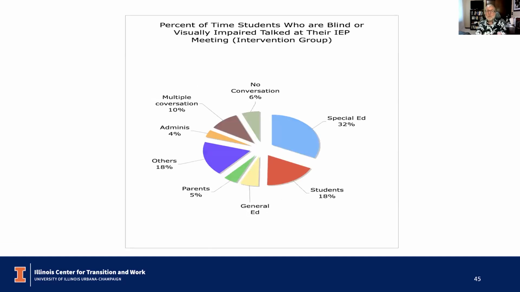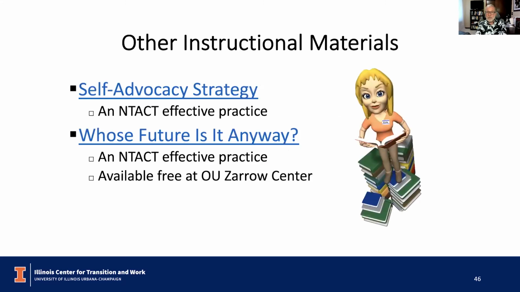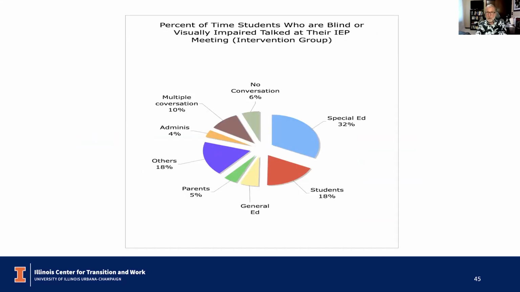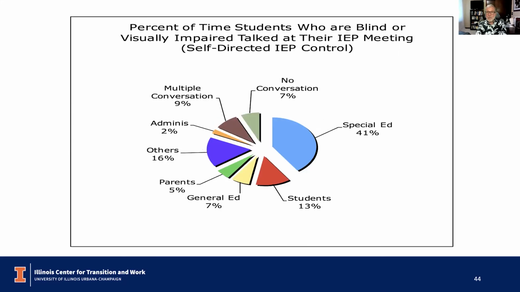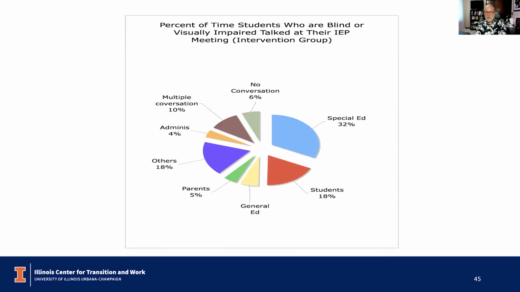And then when we used the PowerPoint presentation at the beginning of the meeting, students went up to 18%, a statistically significant increase. Special education teachers dropped to 32% of the time, from 41 to 32, because there's only so much time. And as students talk more, somebody else has to talk less.